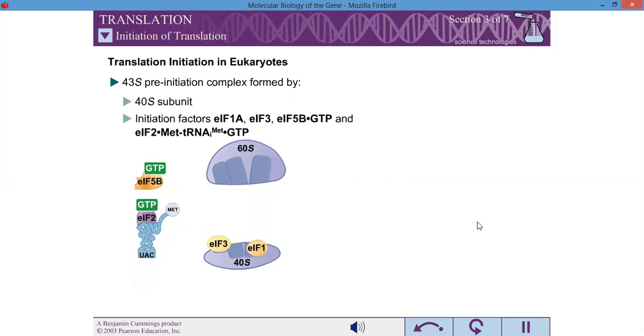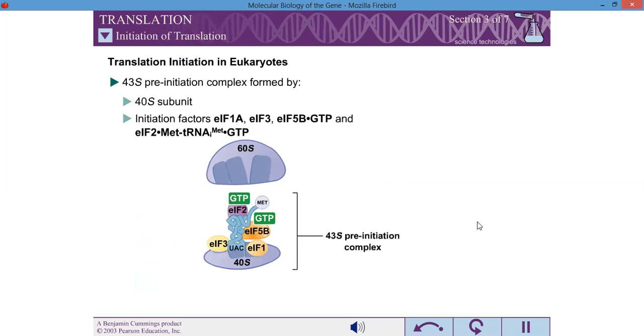Next, EIF5B recruits an EIF2 GTP Met initiator tRNA complex to the subunit, where EIF2 and EIF5B place the initiator tRNA in the P site. This forms the 43S pre-initiation complex. Note that this pre-initiation complex does not contain messenger RNA.